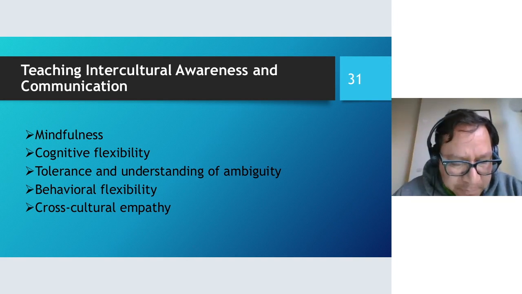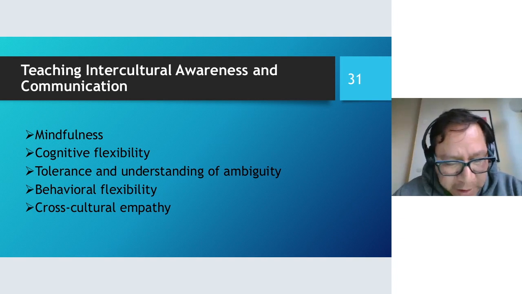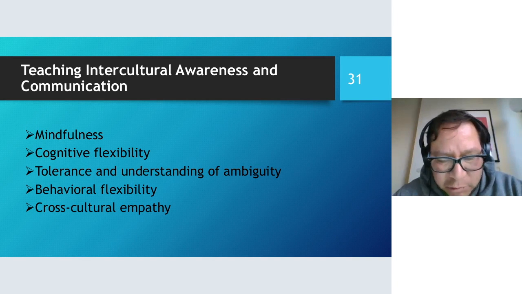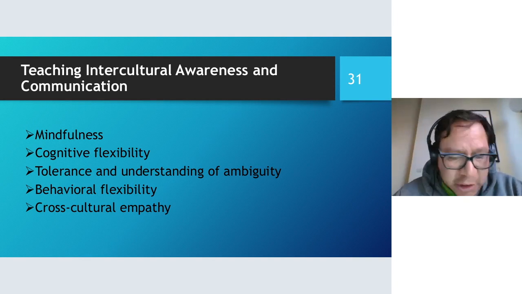Behavioral flexibility is the ability to adapt and accommodate behaviors to a different culture. Although knowing a second language could be important for this skill, it does not necessarily translate into cultural adaptability. The individual must be willing to assimilate to the new culture, or have the ability to understand and learn from other cultures.